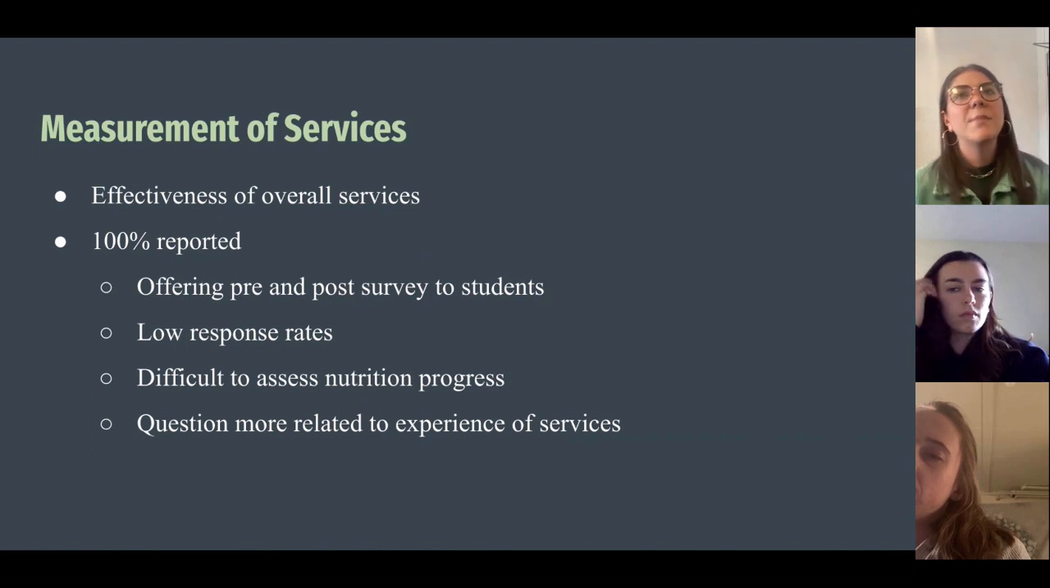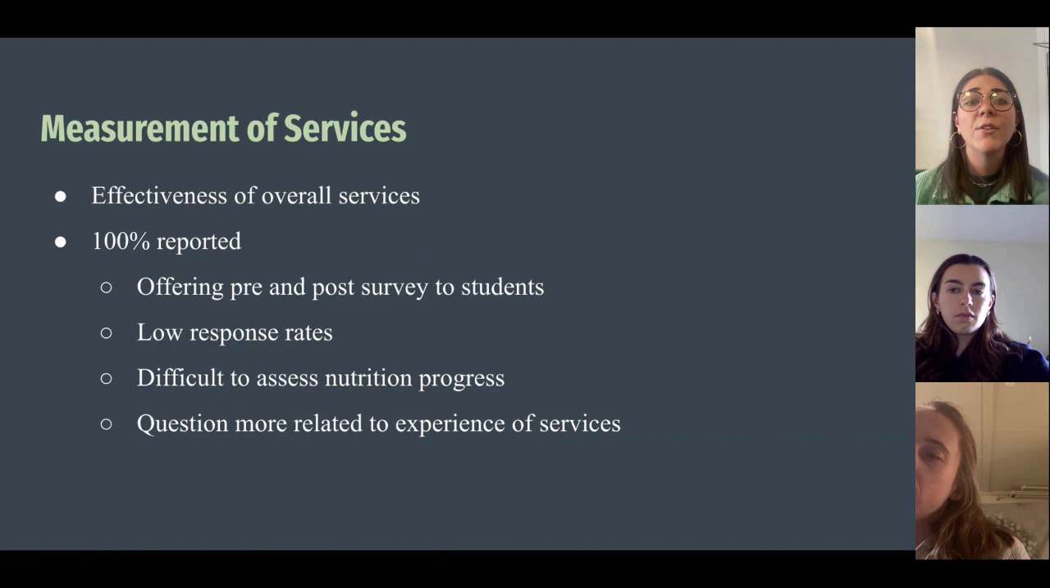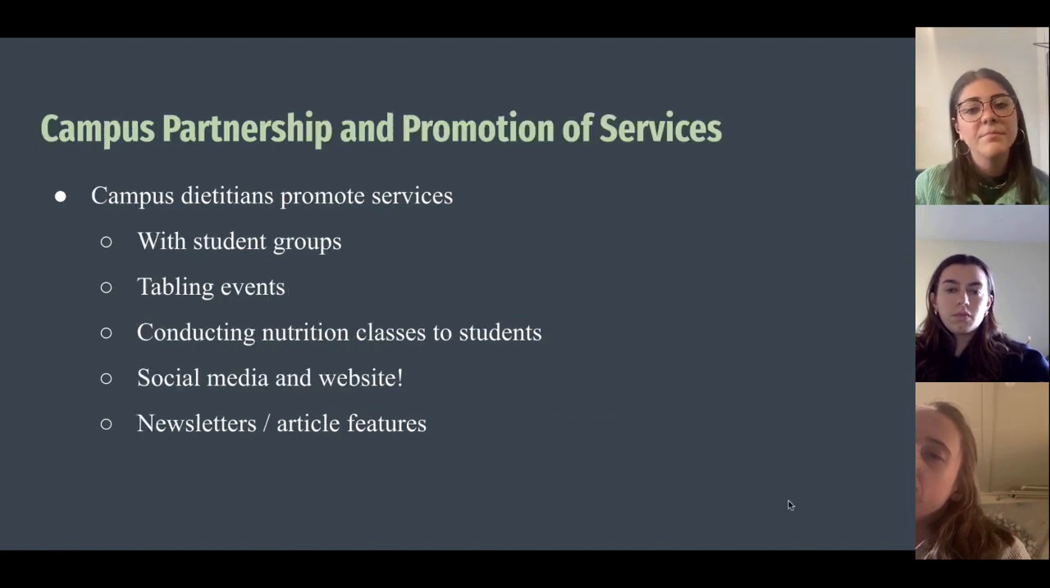And one of the dietitians mentioned in her interview that that's one thing they're working towards. They want to figure out this gap in data, but they just don't know how. So they're working on a system to hopefully gain more information from students to see if they're assessing any sort of change in nutrition status or health status throughout seeing a campus dietitian. So that's one thing we hope to engage more with, and maybe other dietitians that we interview in the future will have more to say as to how they measure their effectiveness on a campus.